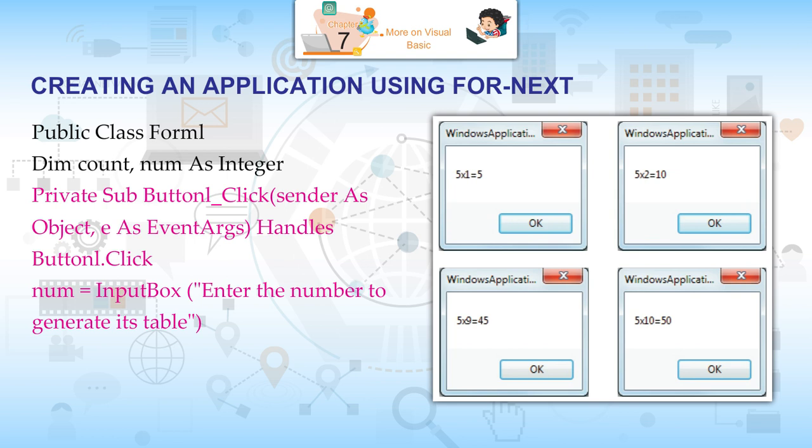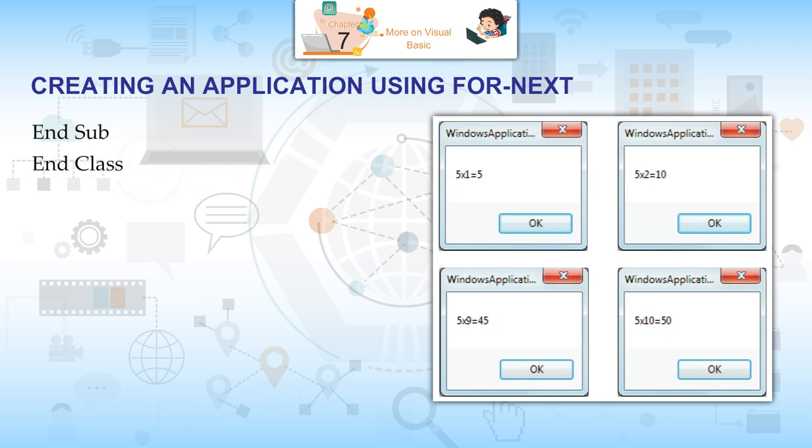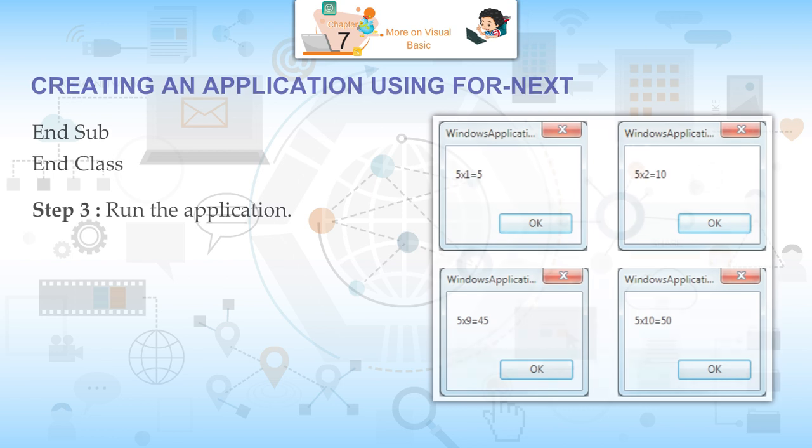Private Sub Button1_Click(sender As Object, e As EventArgs) Handles Button1.Click. num = InputBox("Enter the number to generate its table"). For count = 1 To 10 Step 1. MsgBox(num & " x " & count & " = " & num * count). Next, End Sub, End Class. Step 3: Run the application.